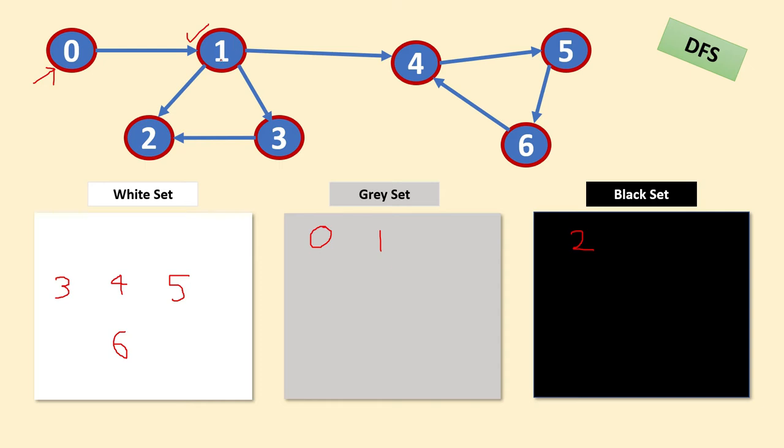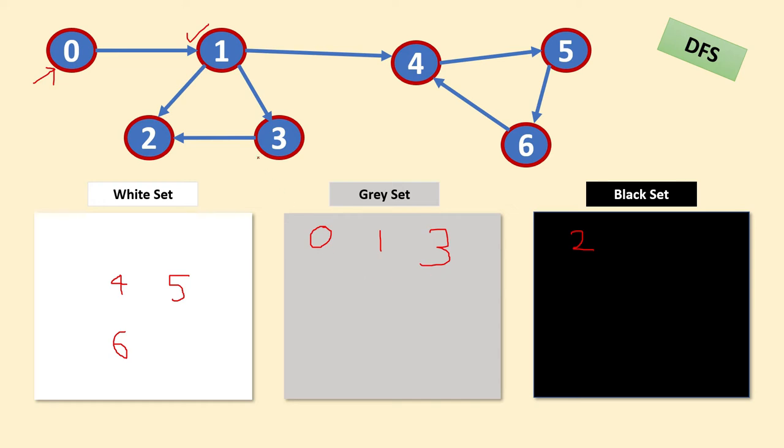From 1, the next node we can go to is 3. So 3 will be in the gray set and we will remove 3 from here. Now from 3, can we go anywhere? We can go to 2, but 2 is already present in the black set. That means we will not consider it. Okay.